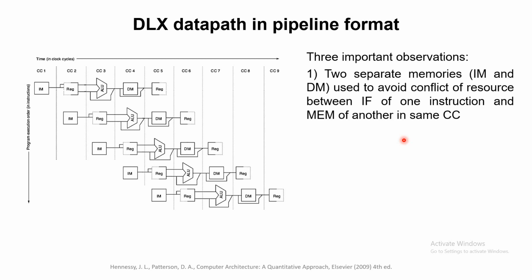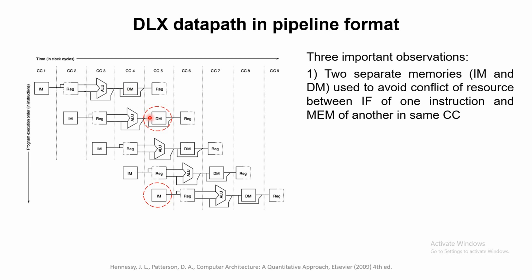Number one, two separate memories, instruction memory and data memory, are required during the execution of one instruction. One, during the fetching, the opcode will be fetched from the instruction memory. It is also a part of the memory. And second, during the memory access stage, the processor will again have to access the memory, which will be data memory during this particular stage.